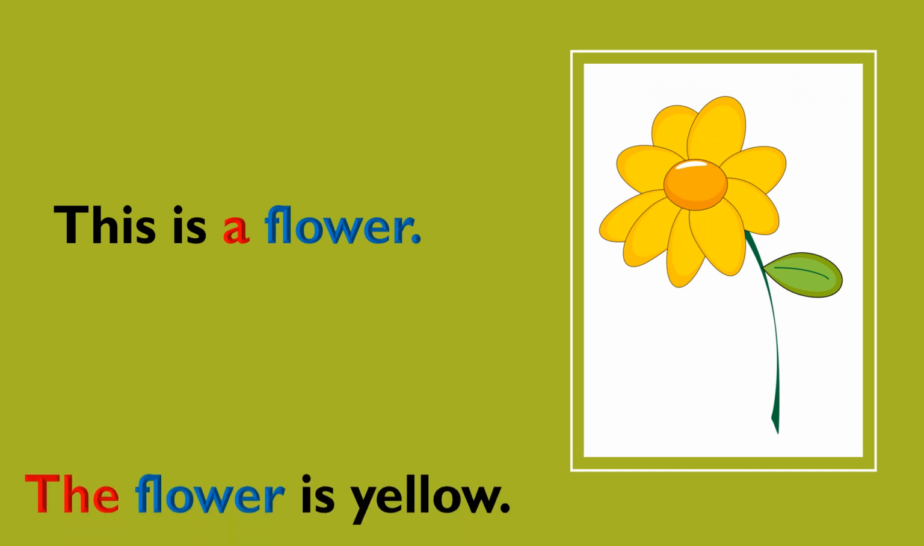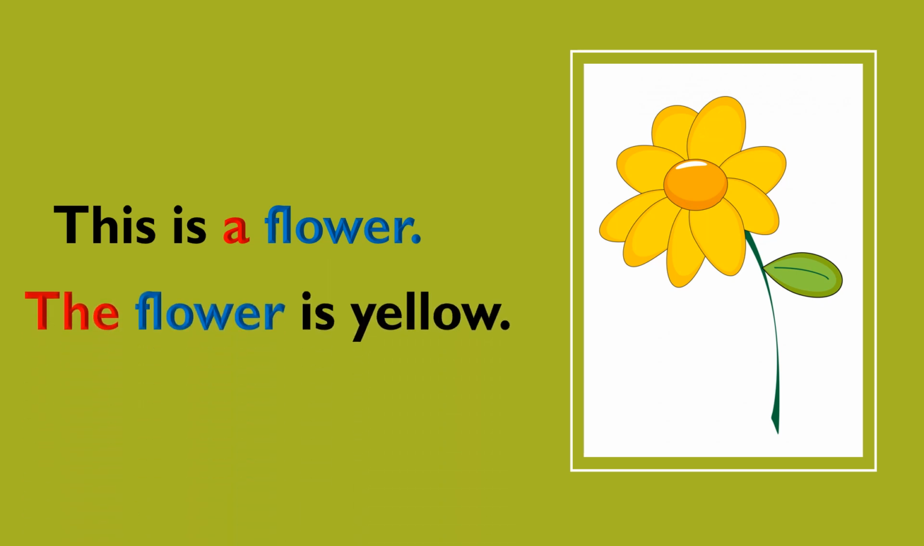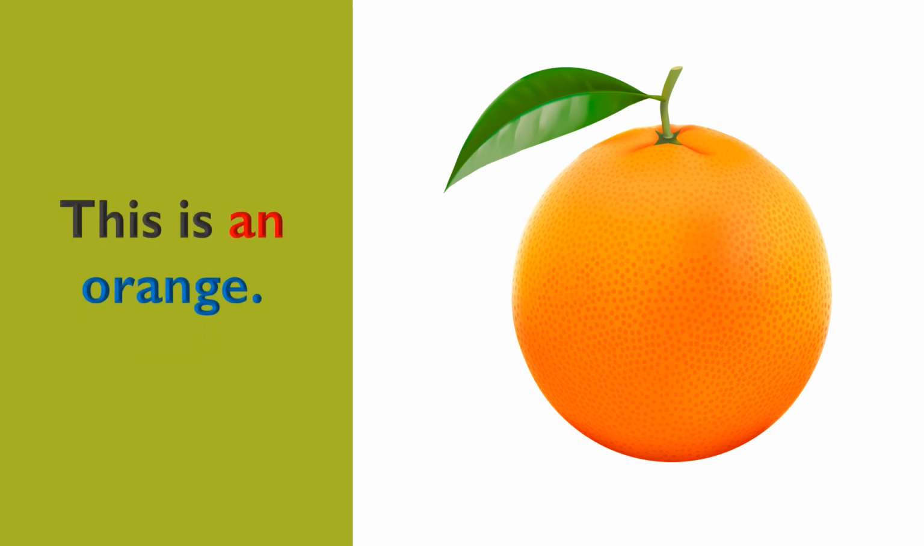Look at this picture. What do you see here? This is a flower. The flower is yellow. Can you see the color of the flower? Yellow in color. What do you see here? This is an orange.